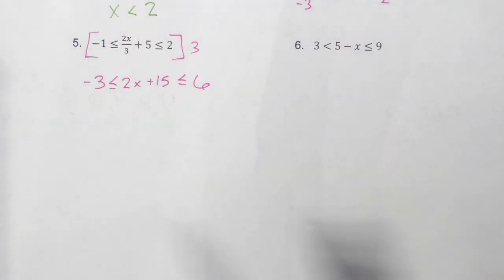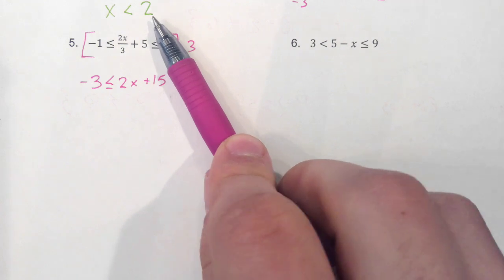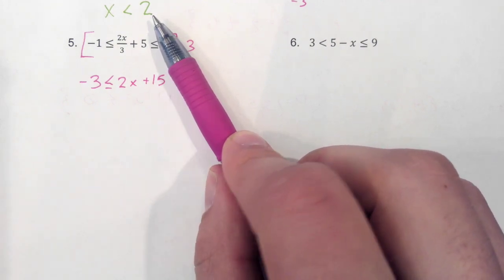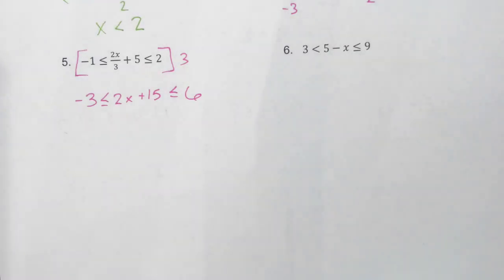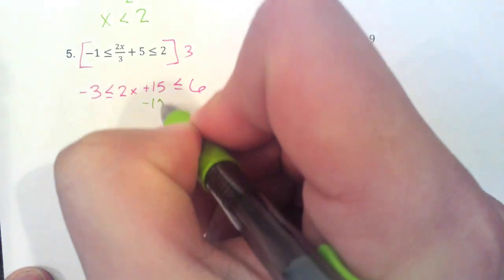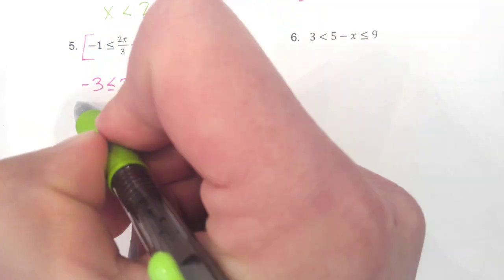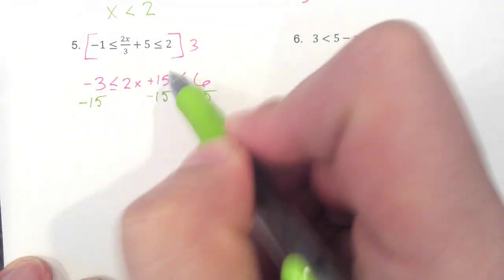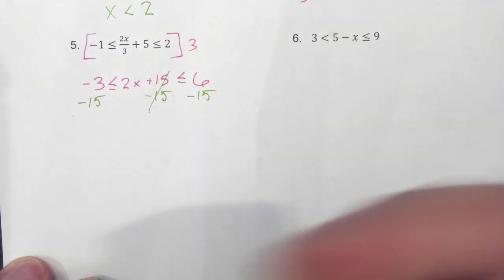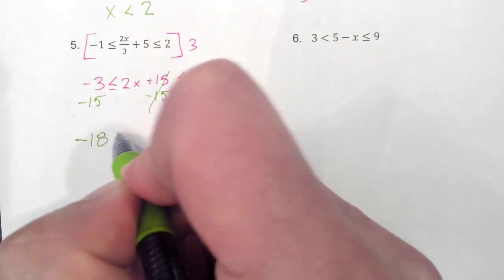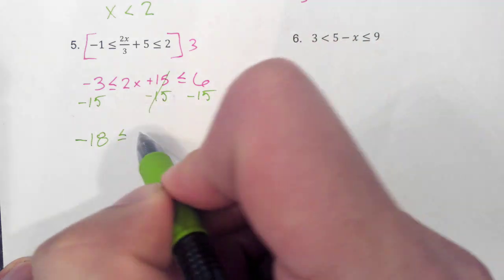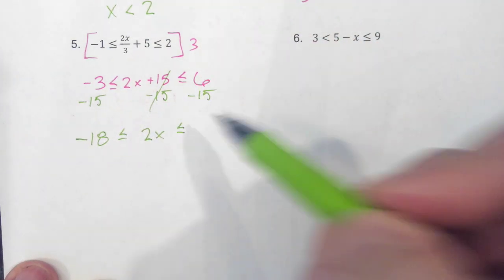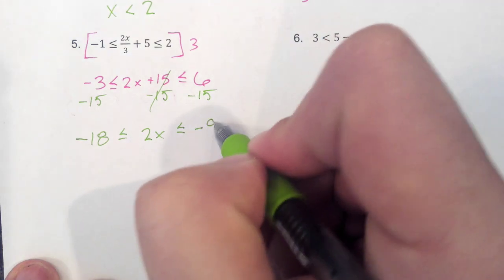Okay, so again, you can cover up one of the sides and ask yourself, what would I do to get x by itself? Well, I would get rid of that 15 first. So how do you get rid of that 15? You get rid of it by subtracting. If I subtract 15 from the middle, I have to subtract 15 from the left and from the right. So those would cancel. Negative 3 minus 15 more is negative 18. Got my less than or equal to symbol. Got my 2x. I've got my less than or equal to symbol. 6 minus 15 is negative 9.